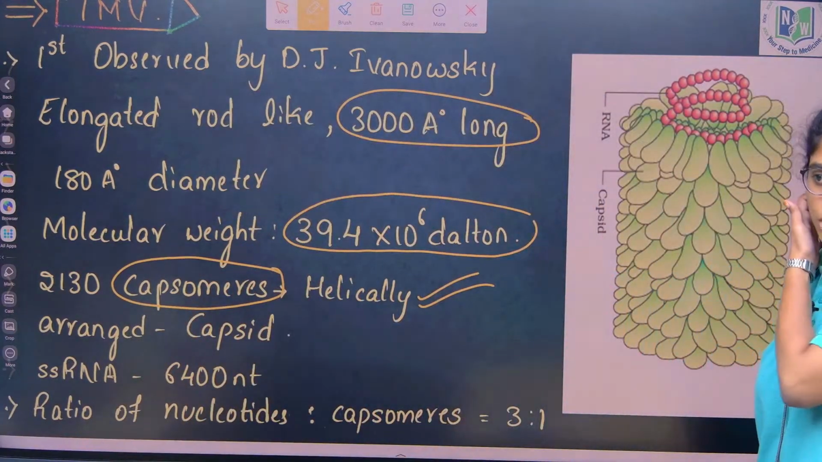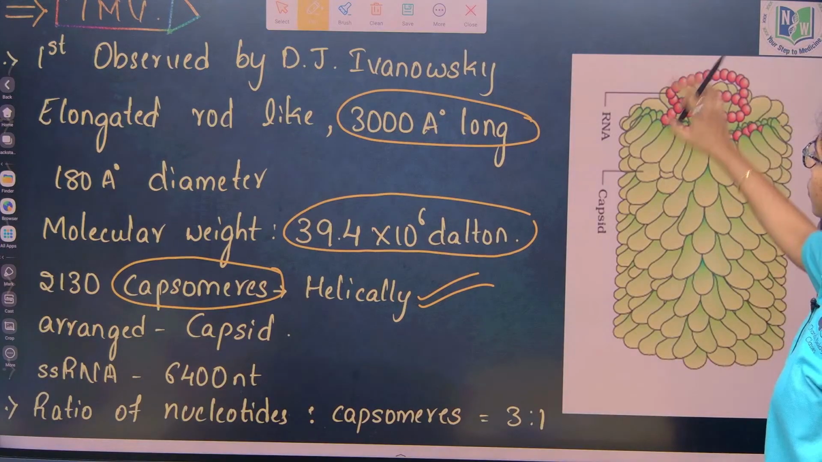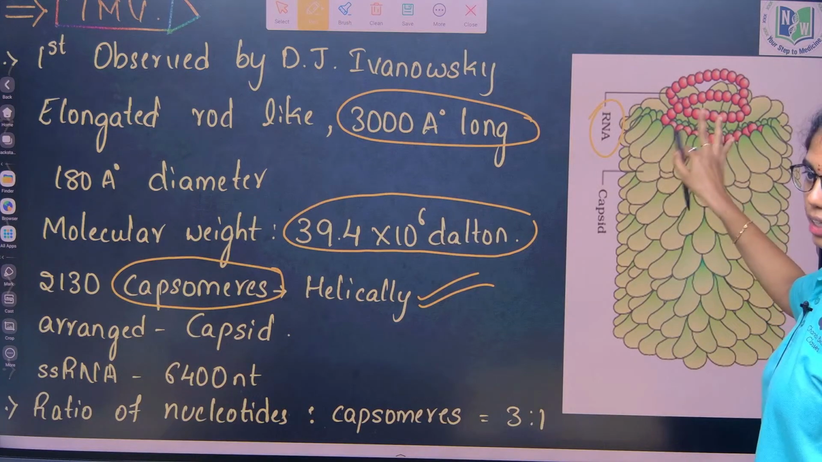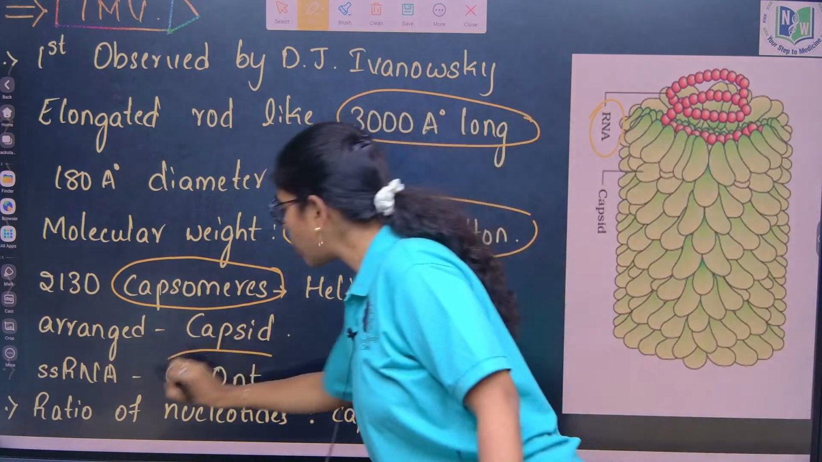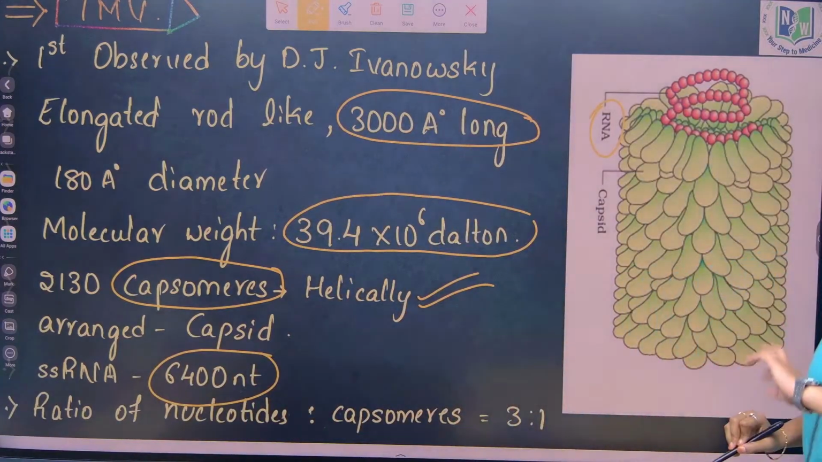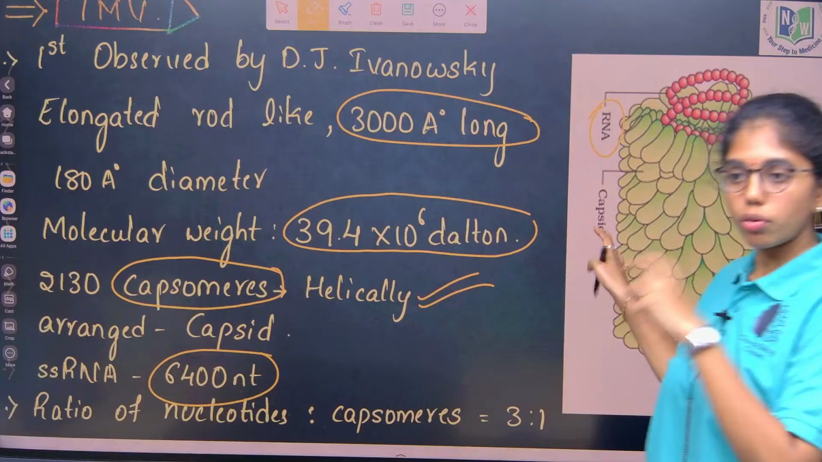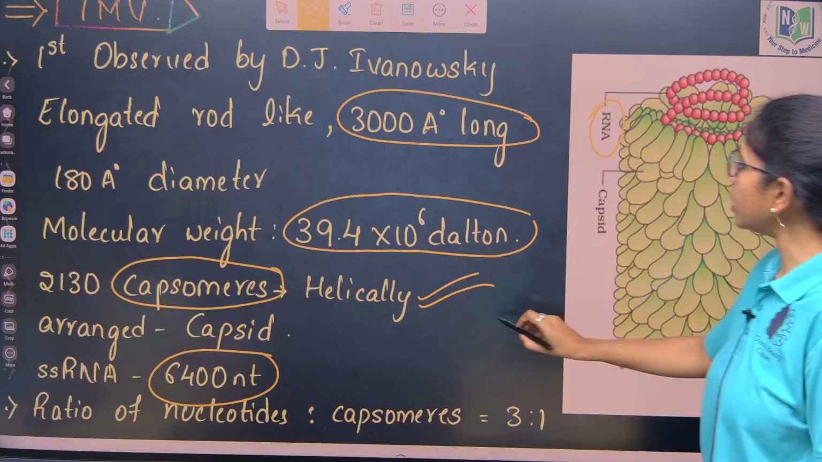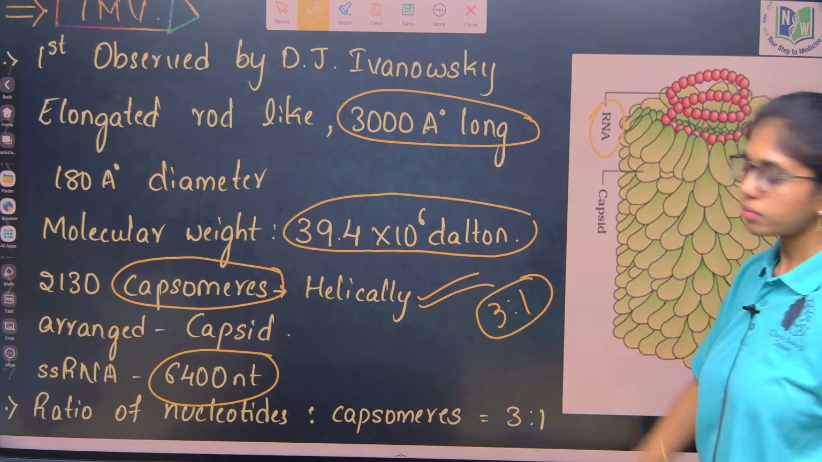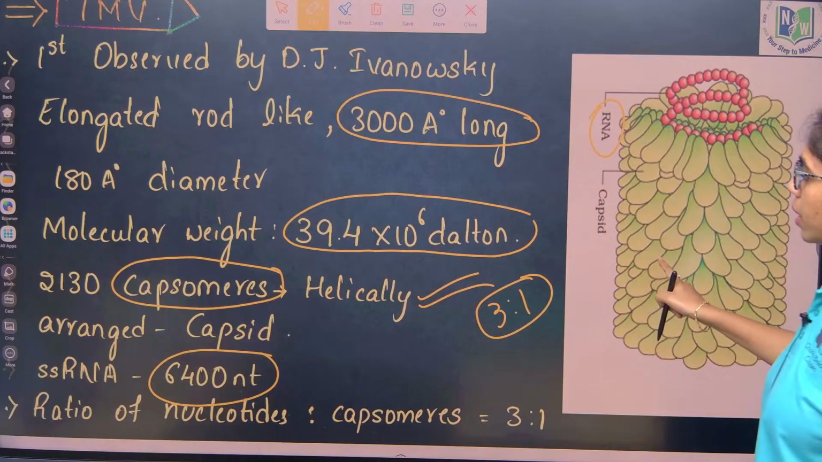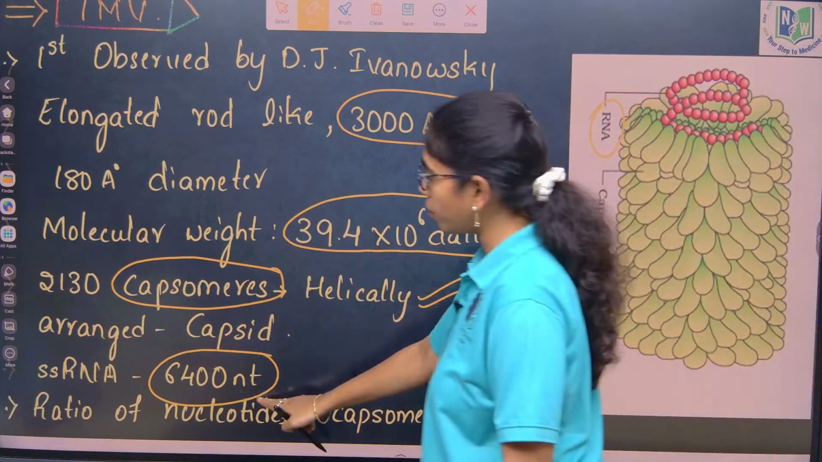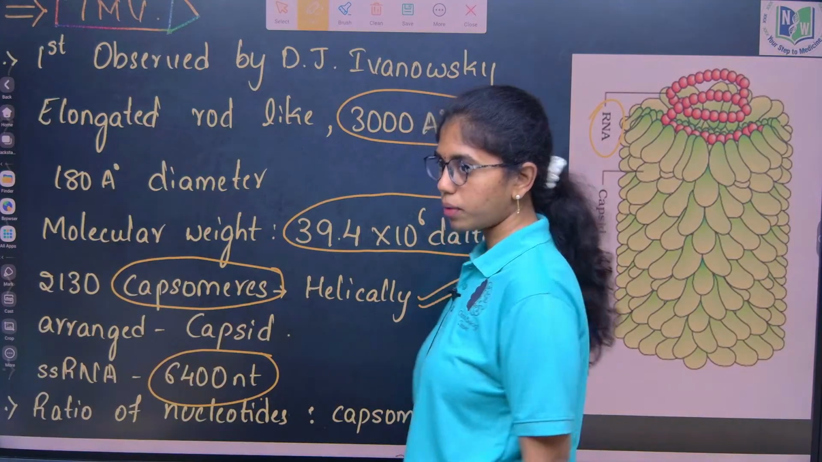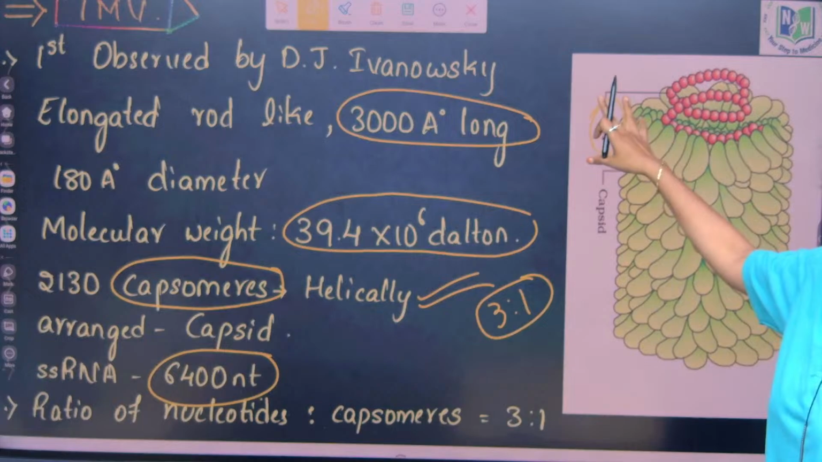These capsomeres are helically arranged. And then the genetic material is what? Single stranded RNA. RNA is made up of nucleotides. How many nucleotides over here? 6400 nucleotides. So if you have to take a ratio between the number of nucleotides and the number of capsomeres present in the TMV, what will be the ratio? It is 3:1, like 6400 nucleotides to 2130 capsomeres. Understood, Kunal? Any doubt anywhere? Clear with TMV, right?